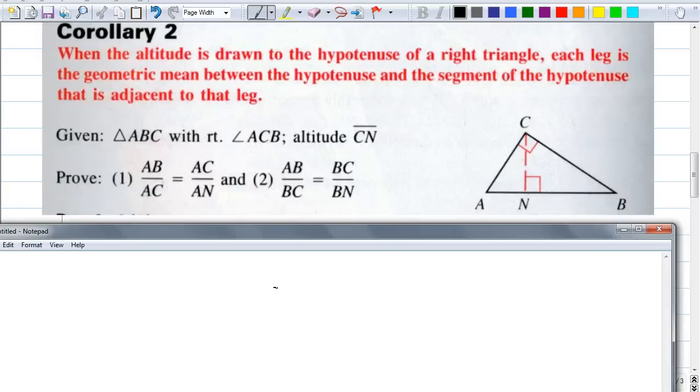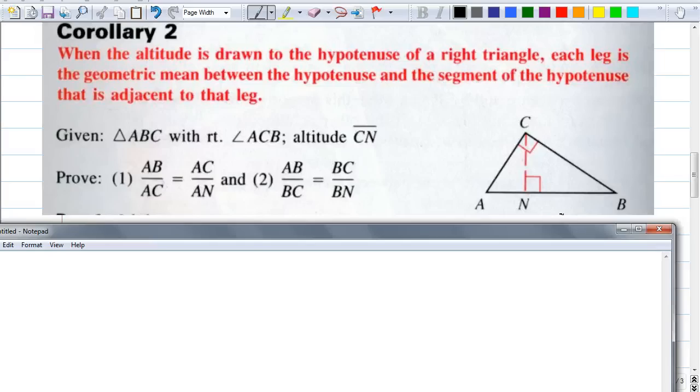Each leg is the geometric mean. We know what the legs are, right? We have two legs of this right triangle. Each leg is the geometric mean between the hypotenuse. We know what the hypotenuse of this big triangle is, right? Isn't that AB? And the segment of the hypotenuse that is adjacent to the leg. Okay, what does that mean? Go ahead, write this down. See if you can figure it out. Most of the time you just use this to find the actual lengths of the legs and so forth. But write it down at least, and then figure out what this is talking about.